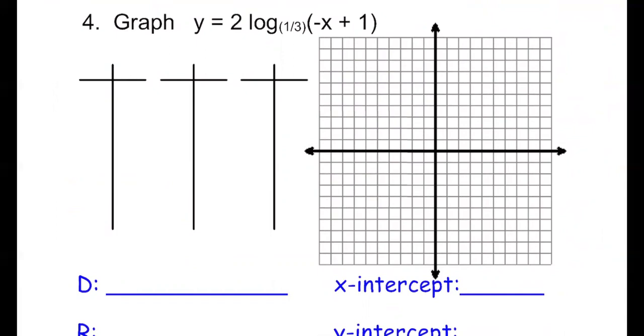So on this one, your base is 1/3. And so that means it's a decreasing function. Okay, that means it's going to go down left to right, just so you're kind of aware of that. You have a 2 on the outside, you have a negative sign, and this whole +1. So that's kind of crazy. Let's look at this domain to start with.